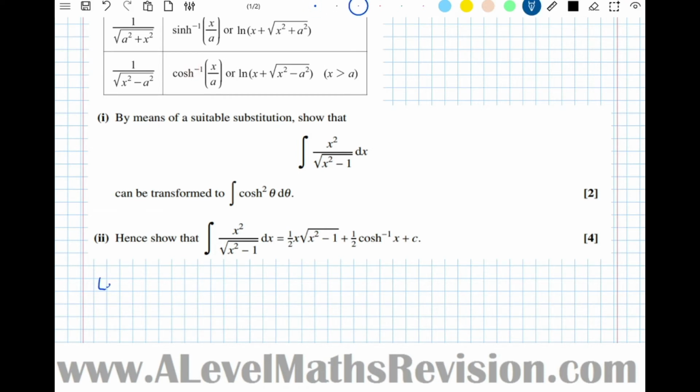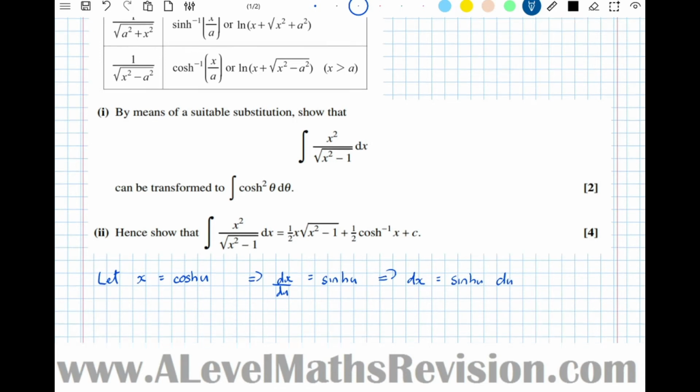So what I'm going to do is I'm going to let x equal cosh u, say. Well, that means that dx by du equals sinh u, which means that in turn dx equals sinh u du.